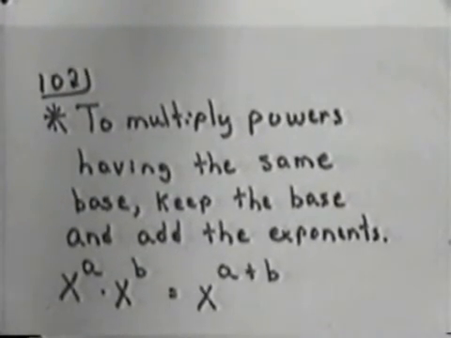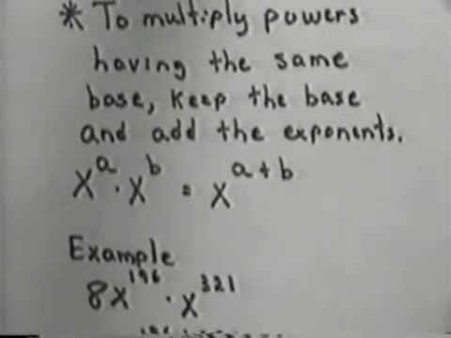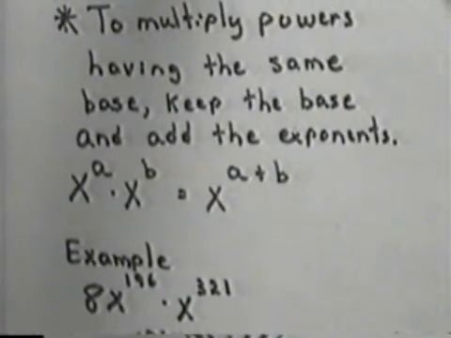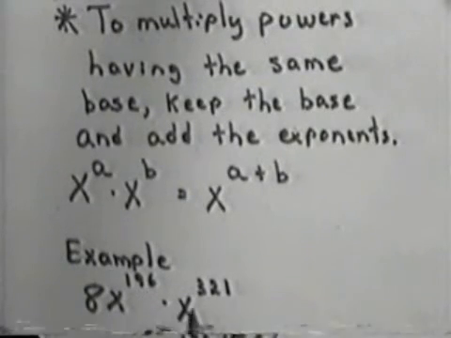Now we can go back and do the example that we had previously very easily. We have 8x to the 196 times x to the 321. Now I can regroup, so the 8 is by itself, and the x to the 196 and the x to the 321 are grouped together.